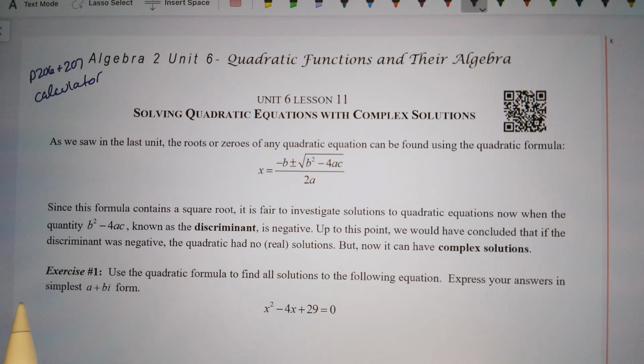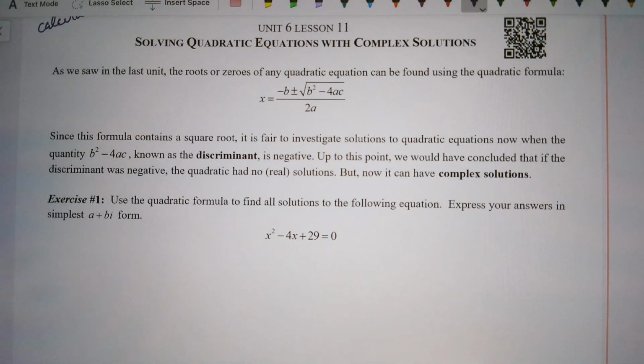So as we saw in previous lessons, the roots or zeros of any quadratic equation can be found using the quadratic formula. Since the formula contains a square root, it's fair to investigate solutions to quadratic equations when the quantity b squared minus 4ac, known as the discriminant, so what's underneath the square root, is negative. Up to this point, we concluded that if the discriminant was negative, the quadratic had no real solutions. But now we have complex solutions. So basically all we're doing is solving our quadratic equations, and if we end up with a negative underneath the square root, we will continue to simplify it.